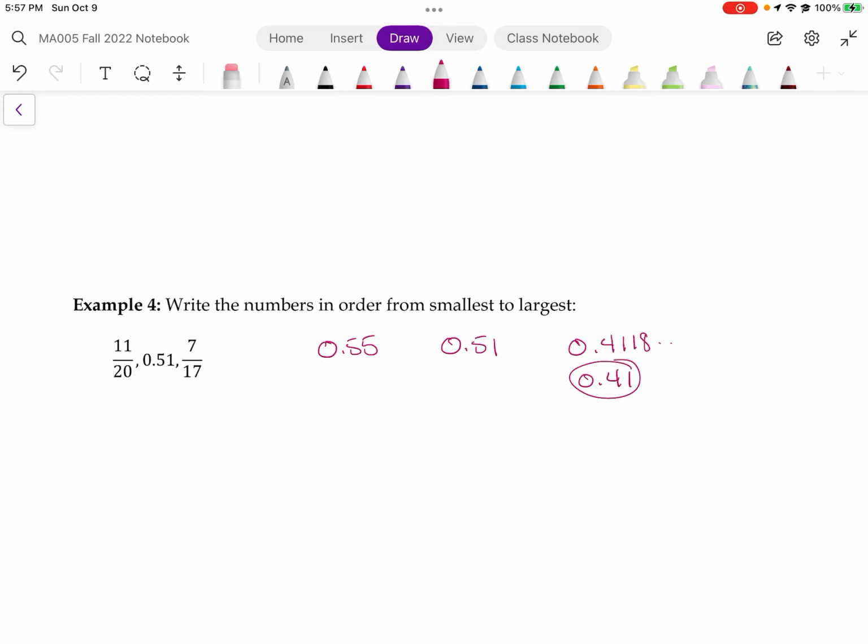So now we can compare these and see which one is smallest. So I'm going to make number 1 my smallest. That will be that one. Number 2, and then number 3. So when you go to write it, from smallest to biggest would go 0.41, 0.51, and then 11/20.